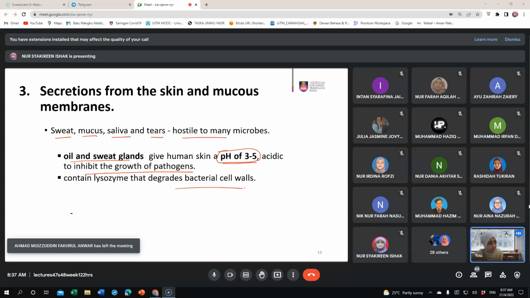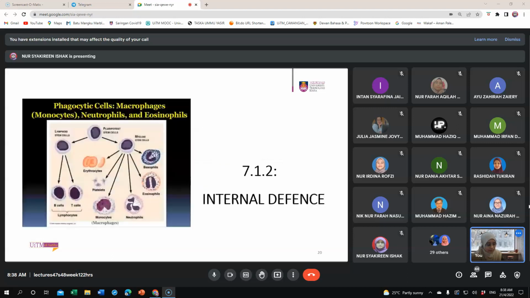Okay, so pernah ada macam soalan applied. Okay, for example, dia boleh tanya, a person applies lotion of pH 7 or pH 8. Is it safe to be used on the skin? Macam tu lah kan. So your skin condition is supposed to be acidic, due to the production of oil and also sweat by the sweat glands. So this prevents the growth of pathogens.